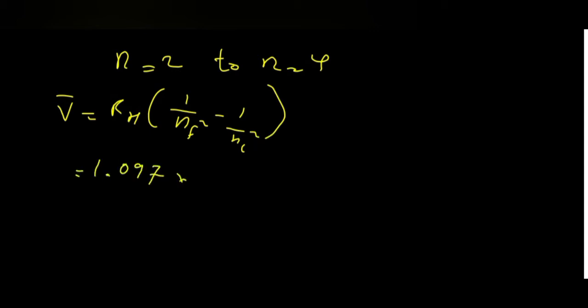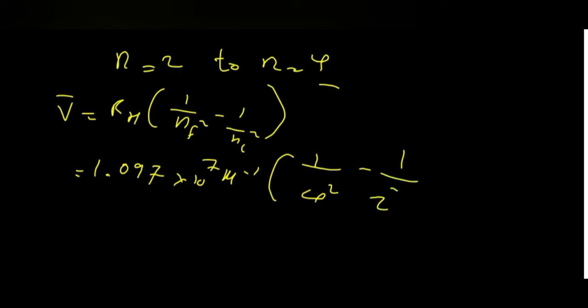The constant 1.097 will be given to us whenever we are solving in the papers. The final level it is reaching is 4, so 4 squared, minus where it is coming from, which is 2, that is 2 squared. So 1 over 16 minus 1 over 4. That gives us a negative 3 over 16, and then we multiply by 1.097 times 10 to the power 7.